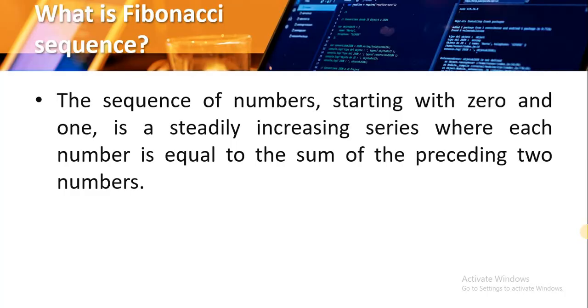Before going to see the code, let us try to understand what the Fibonacci sequence is. The Fibonacci sequence is a series of numbers that always starts with 0 and 1 and is a steadily increasing series, where each number is equal to the sum of the preceding two numbers. Simply, we can say that the Fibonacci sequence always starts with 0 and 1 and the next number is generated by adding the preceding two numbers.